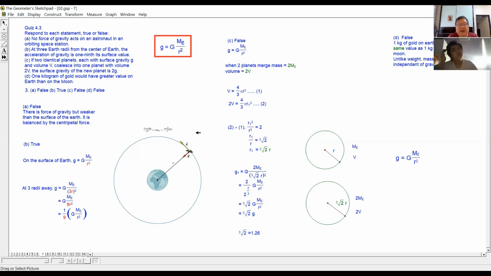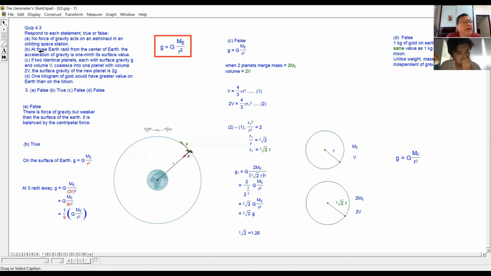So as a result, the net force is zero. That means there appears to be no force acting. But there are two forces. The only thing is that these two forces balance one another. That's why the man looks quite free up in the space station. So the answer is false. There is gravitational attraction, very much weaker. This force is countered by the centripetal force.